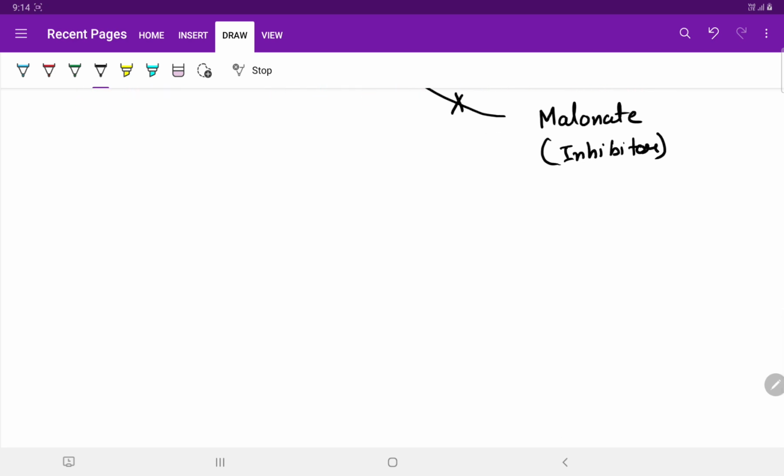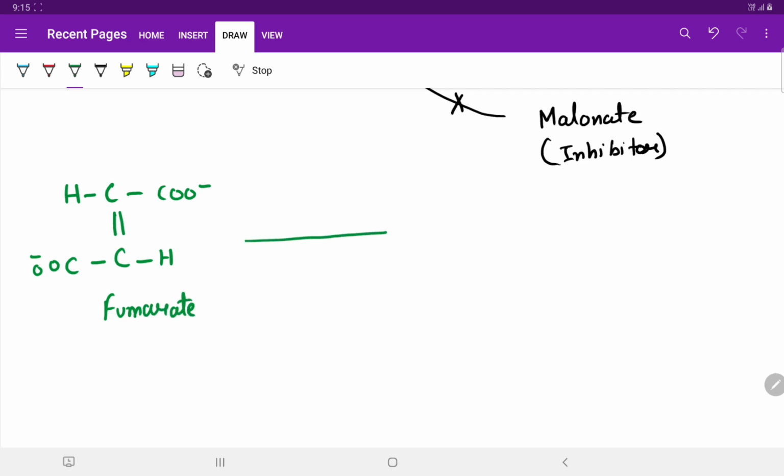Now the next reaction is formation of malate from fumarate. Now let us draw the structure of fumarate first. So students, this is the structure of fumarate. Fumarate in presence of enzyme fumarase is converted into malate, and this is a hydration reaction which occurs in presence of water.